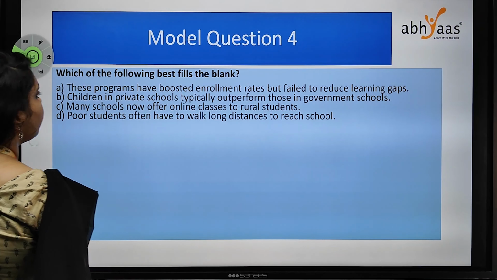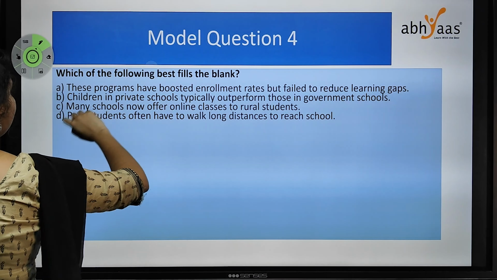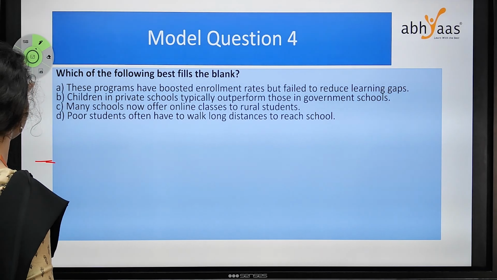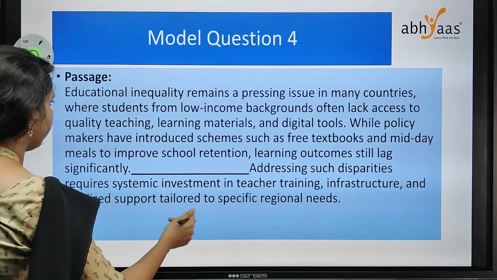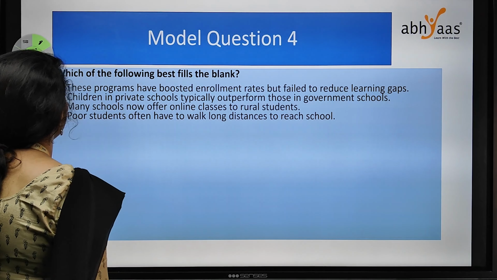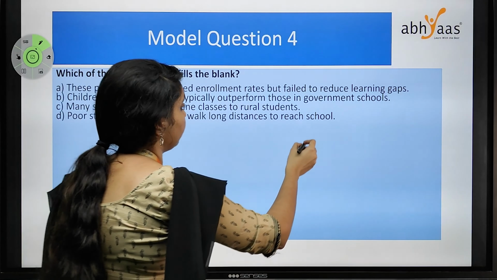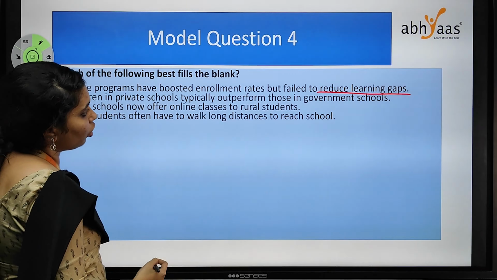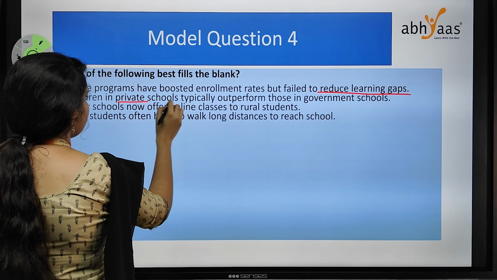These programs have boosted enrollment rates but fail to reduce learning gaps. Yes, that is there, but addressing this issue, addressing such disparities, so we have to look for disparities. Okay, let's look at these options. These programs have boosted enrollment rates but fail to reduce learning gaps. Yes, that is a continuation that we can see. Children in private schools typically outperform those in government schools. Yeah, this is a disparity, but private schools is a new concept here.